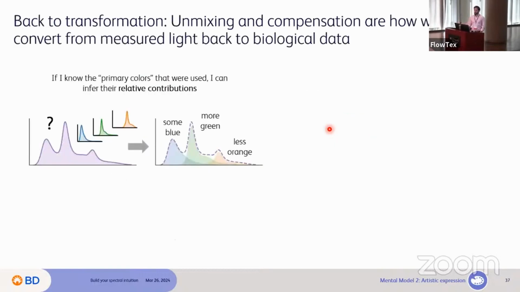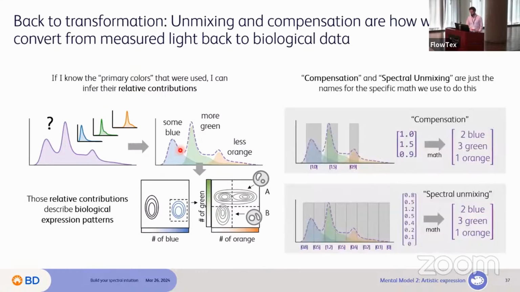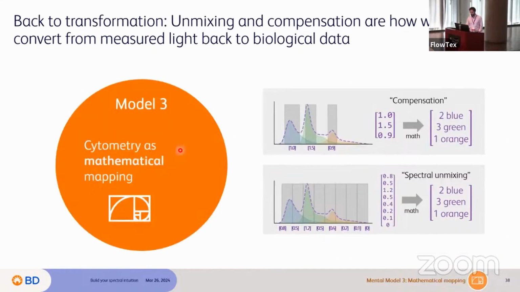Okay, so let's tie it back to what we've been talking about with cytometry. If I know the primary colors that were used, I can infer their relative contributions using this kind of reasoning we've been talking about. And those relative contributions, again, are what I ultimately care about for my experiment. Compensation and spectral unmixing are just the names for the specific type of math that we use to do this process. So I promised we would talk about that math.